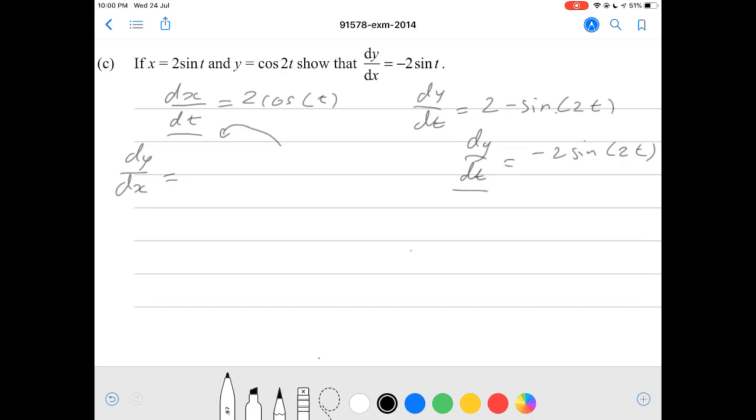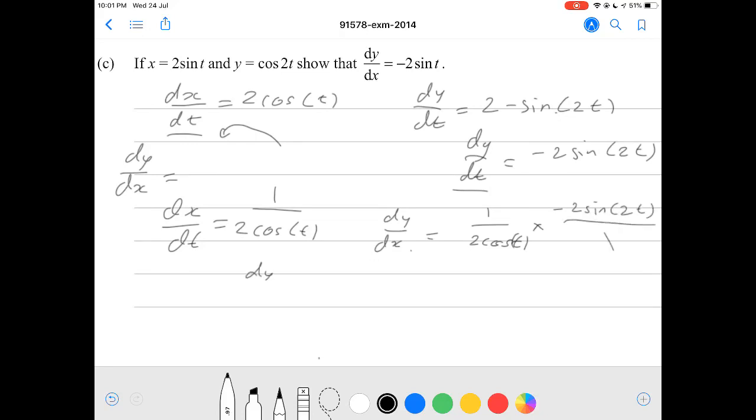So dx over dt over dx, and we need to inverse 2 cos of t, and that just simply becomes 1 divided by 2 cos of t, okay? So we have our dx over dt, and we have our dy over dt. We just need to multiply these two together to get our dy over dx. So dy over dx is equal to 1 over 2 cos t multiplied by negative 2 sine of 2t. That's over 1. So dy over dx is equal to negative 2 sine of 2t over 2 cos t.